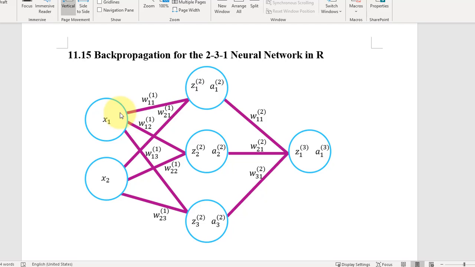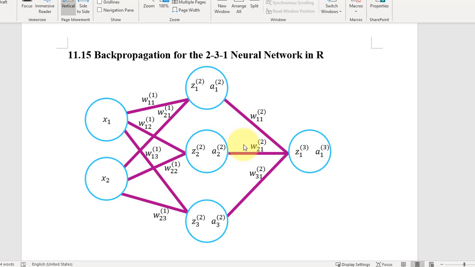Okay, so let's try to deal with the 2-3-1 neural network architecture. So 2 nodes here, 3 nodes here, and 1 node here. And we have a set of weights here. Each one of these is connected to each one of these, so that means there's going to be 6 weights there. And then each one of these is connected to this one. So that's another 3.